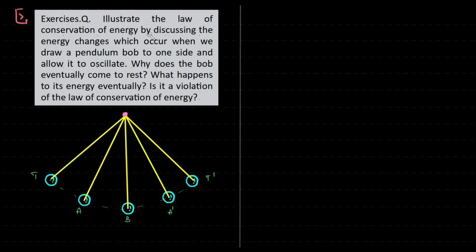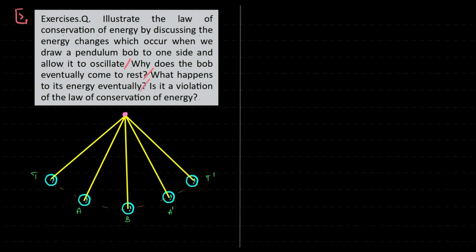Illustrate the law of conservation of energy by discussing the energy changes which occur when we drag a pendulum bob to one side and allow it to oscillate. Why does the bob eventually come to rest? What happens to the energy eventually? Is it in violation of the law of conservation of energy?